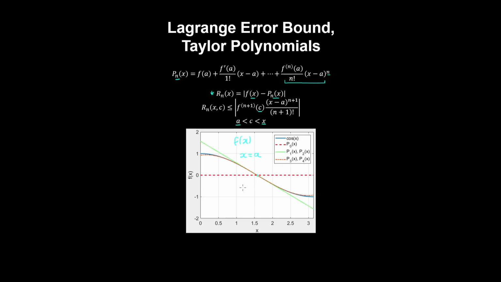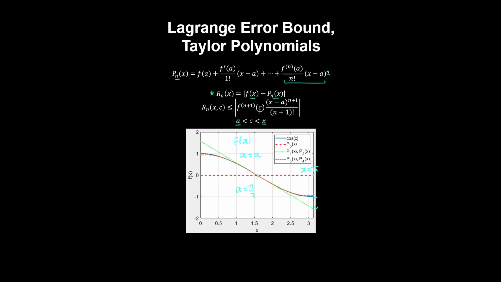So in this example, a is equal to pi on 2, and suppose we want to approximate the function somewhere here at x equals pi. And suppose we look at the first order or linear Taylor polynomial approximation. So this here is our remainder, or the difference between f of x and the polynomial approximation.